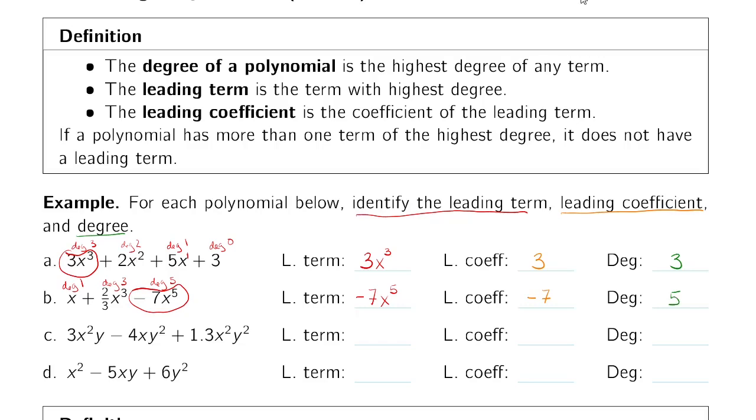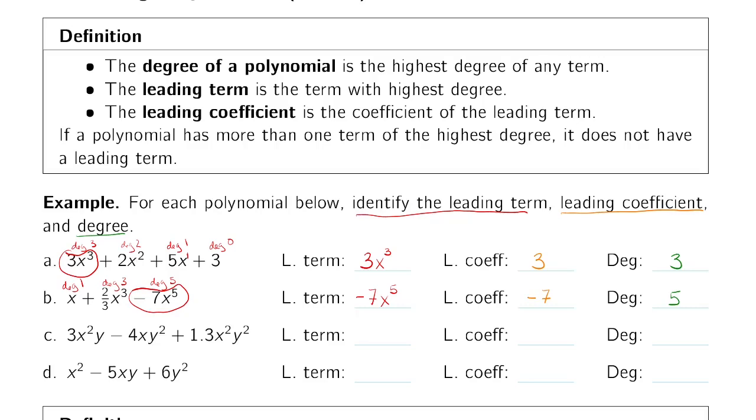Okay, in these first two examples, there was only one variable. And that made the degree easy to figure out for each term, because we just had to look and see what is the power of that variable. In these next two examples, we have more than one variable. So to figure out the degree, we need to add up the powers of all the variables.